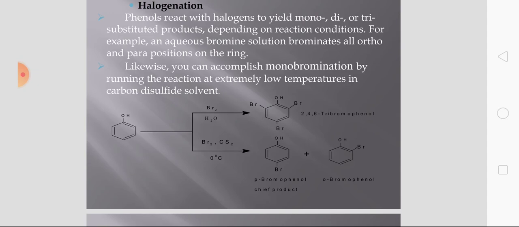What is the reason behind this? The reason is that in aqueous media, phenol ionizes as a phenolate ion, and you know that the activating effect of phenolate ion is greater than phenol. So it increases electron density towards the ortho and para positions higher as compared to phenol. So in aqueous media, 2,4,6 tribromophenol will be formed, whereas in non-aqueous media only mono-substituted product will be formed.